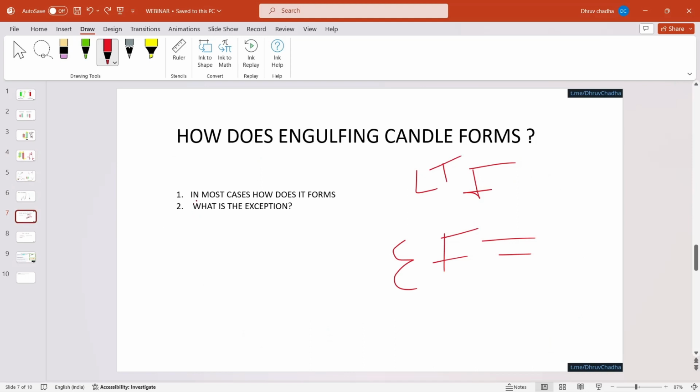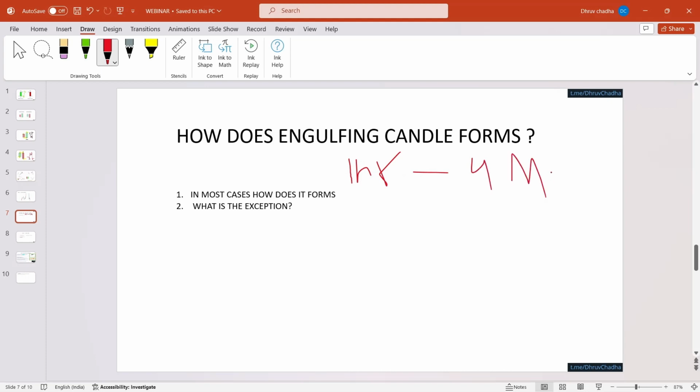So, what is the exception? Sometimes you won't see an engulfing failed happening when an engulfing sell or buy forms up. Why does that happen? Let's take an example. Let's say we have a 1 hour candlestick. For a 1 hour candlestick to form, we need four candlesticks of 15 minutes, right? So let's take an example.